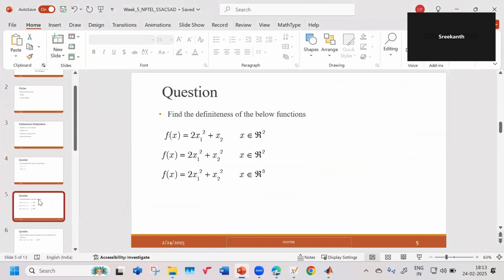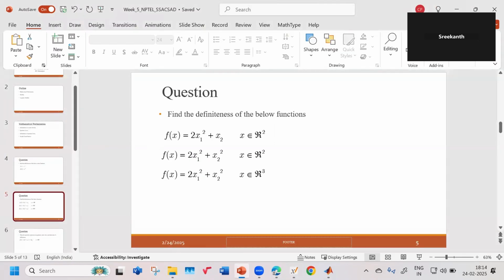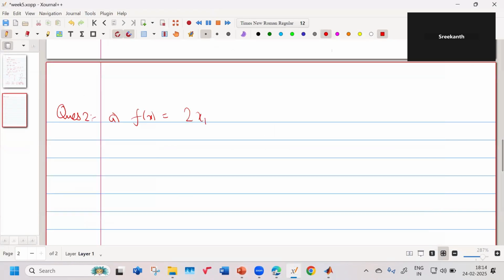Find the definiteness of the below functions. This is question 2. Part A: f of x is equal to 2x1 square plus x2. Here x is a vector which belongs to R2, so x has two components, x1 and x2. So f of x equals 2x1 square plus x2.